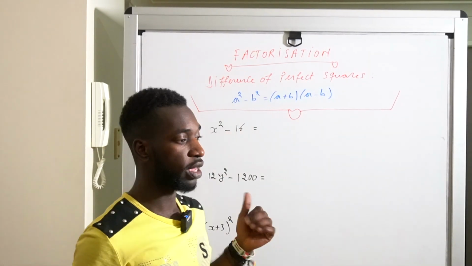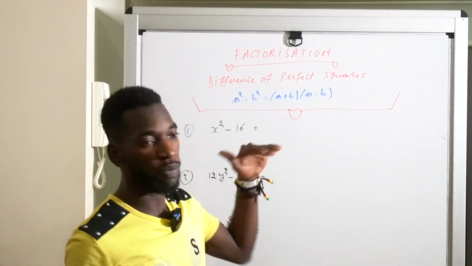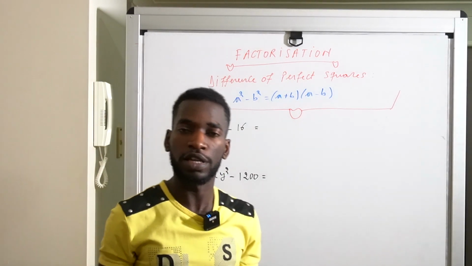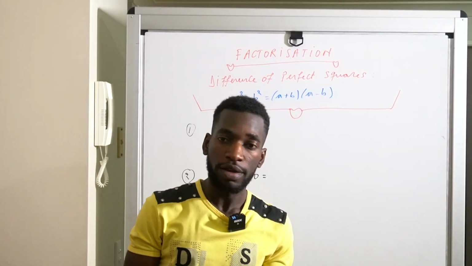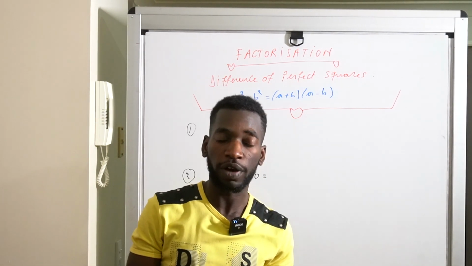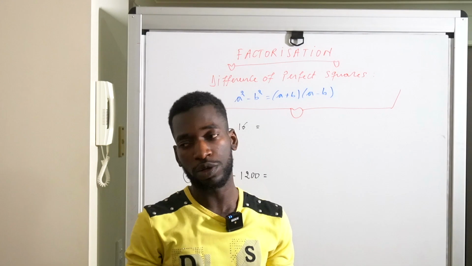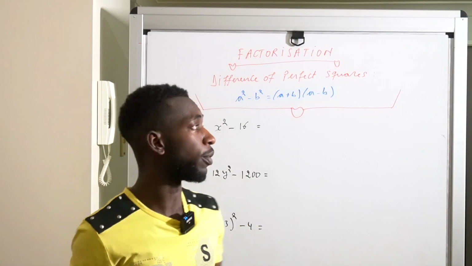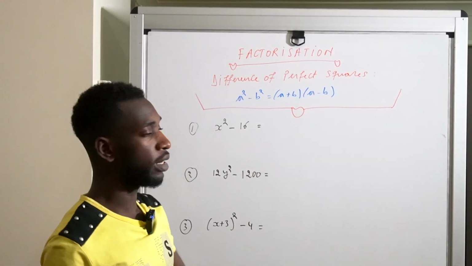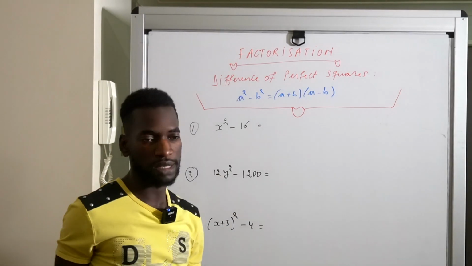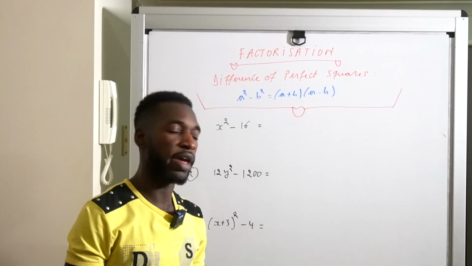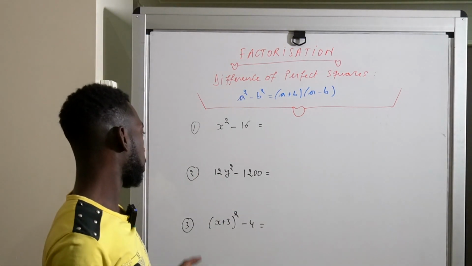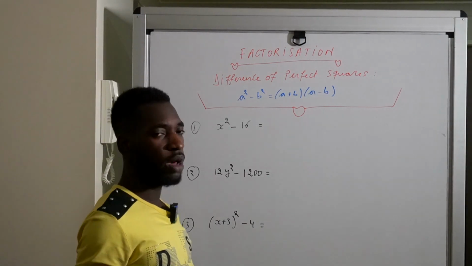However, this second method, which I will be sharing, is difference of perfect squares, right? And the formula that we'll be using is a squared minus b squared is equal to a minus b factor of a plus b. You can change the order because multiplication is commutative, right? So now, our first example is x squared minus 16. We have also got 12y squared minus 1200, and (x plus 3) squared minus 4.